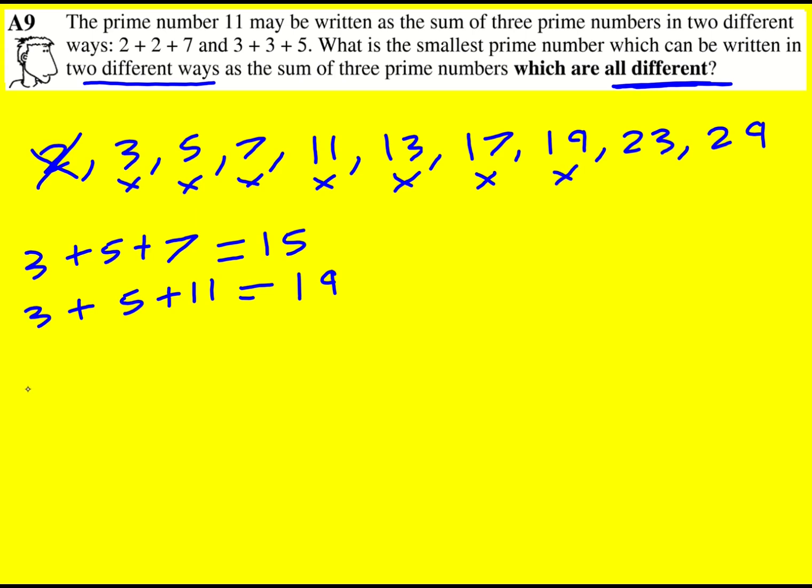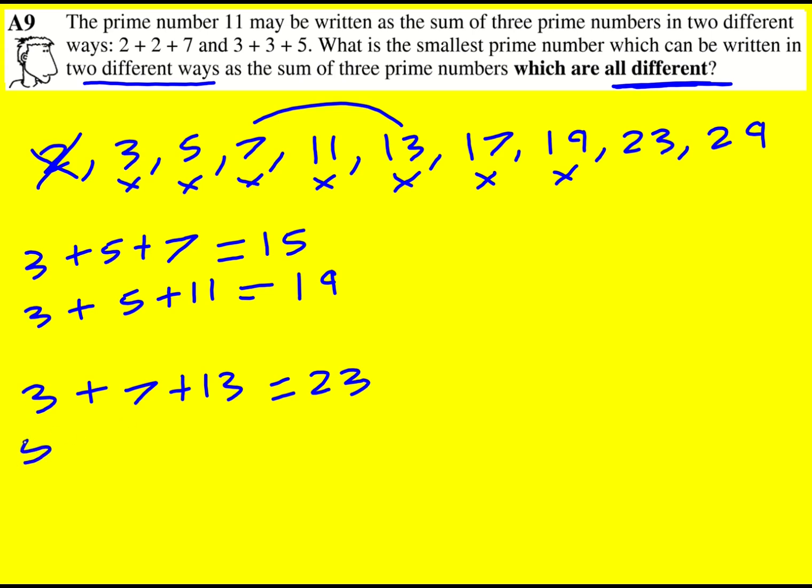Okay, so can we get 23? Well, let's try using 3. Then I need another 2 primes that add to 20. And actually 7 and 13 work. Okay, so I can definitely achieve it in one way using 3 different primes. If I try and use 3 and another 2 primes, it's not going to work. 5 would go with 15, 11 would go with 9. So that's the only way if I use 3.